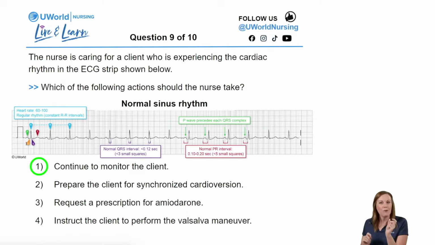So again, we have a 1-to-1 ratio of atrial activity to ventricular activity. So our P wave and our QRS, it's 1-to-1. In this strip, our rhythm, our rate, we're within 60 to 100. And we have that 1-to-1 ratio of P waves to QRS complexes. Everything's within its range. We have a three box QRS wave and a 5-box PR interval.